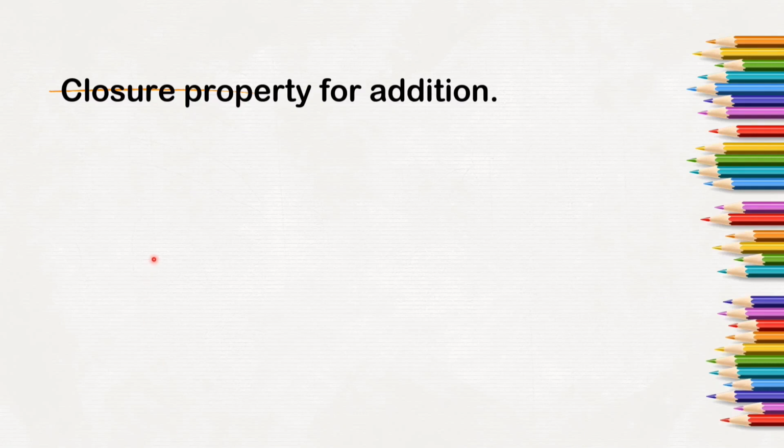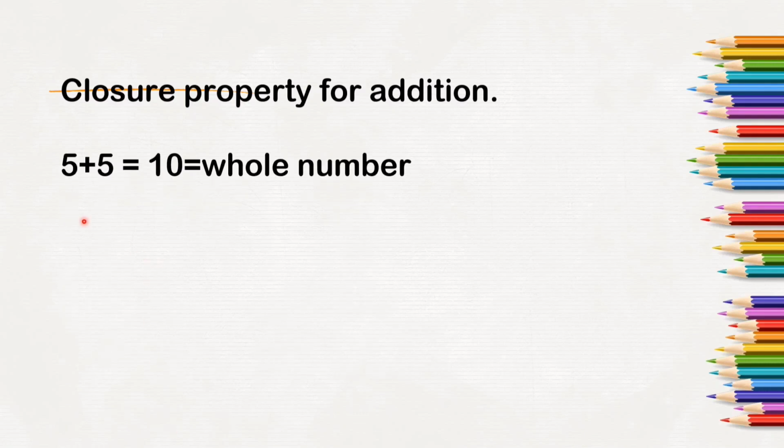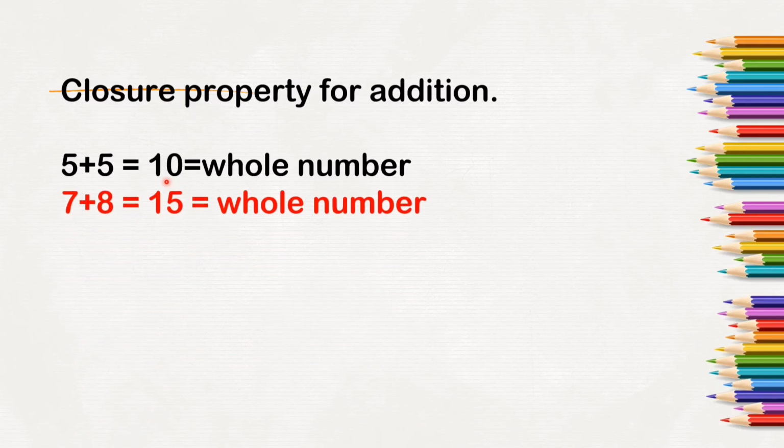Look at an example here. 5 plus 5 is equal to 10. When you add 5 and 5, you will get the sum as 10. What is 5? 5 is a whole number. And when you added two whole numbers, you got the sum as a whole number. Right? Look at one more example. 7 plus 8. 7 is a whole number. 8 is also a whole number. You got the sum as also a whole number.